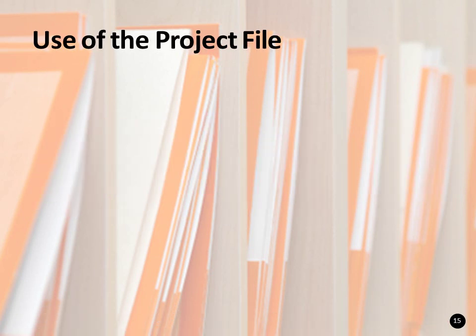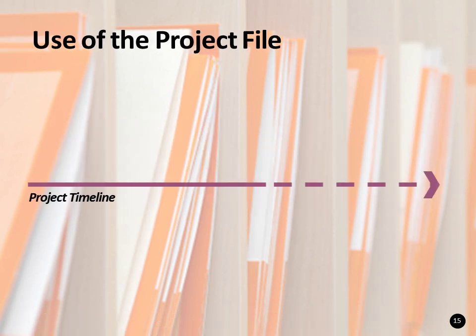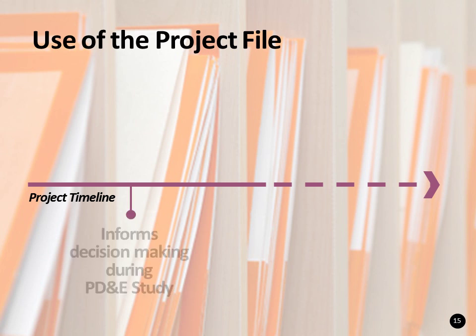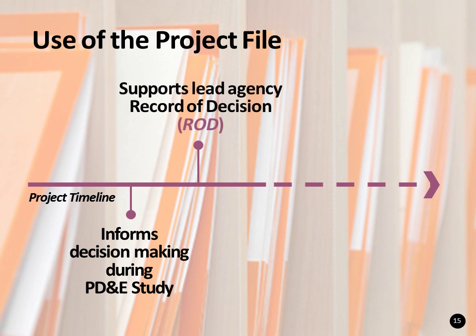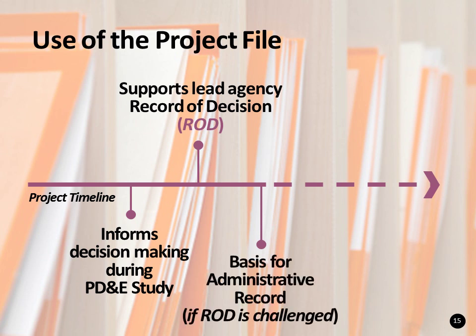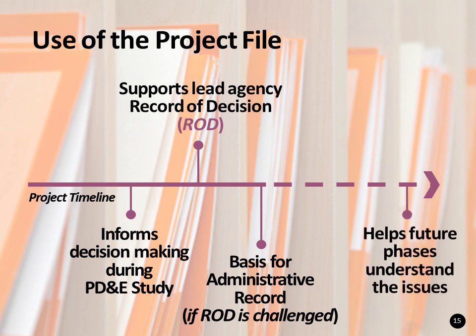The project file has several functions that are carried out over the life of a project. Along with informing decision-making during project development, the project file supports the project record of decision issued by the lead federal agency. If decisions made in the NEPA process are challenged, the project file provides a starting point for preparing the administrative record. The court bases its review of the agency decision on the information contained in the administrative record. And finally, the project file helps future processes understand the issues.